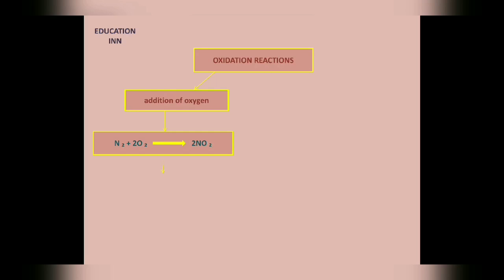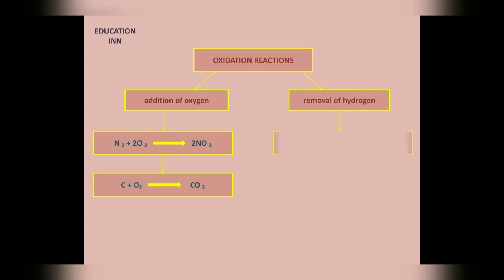Here is another example. In this example, carbon is being reacted with oxygen and produces carbon dioxide. Since oxygen is being added in carbon, so this is addition of oxygen and termed as oxidation reaction. Removal of hydrogen from any element, compound, molecule is termed as oxidation reaction.